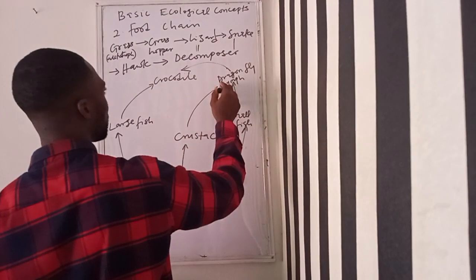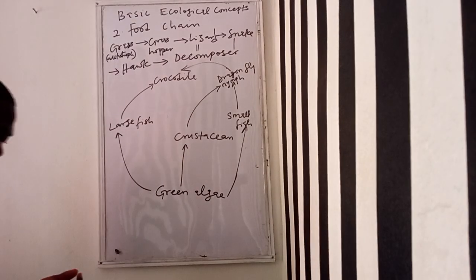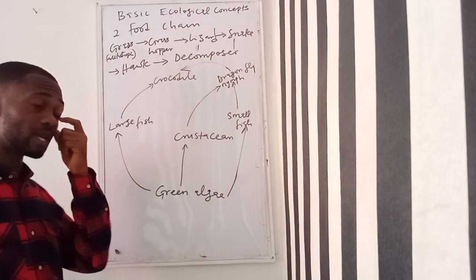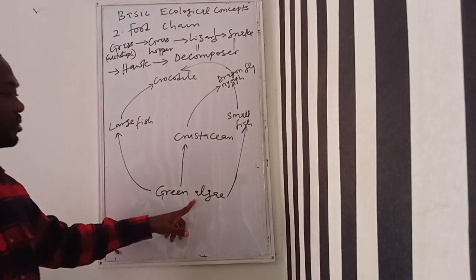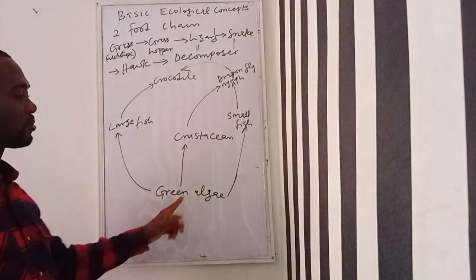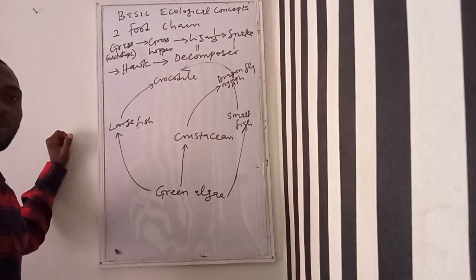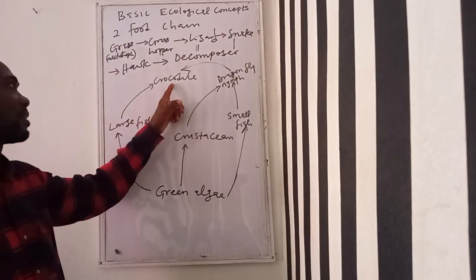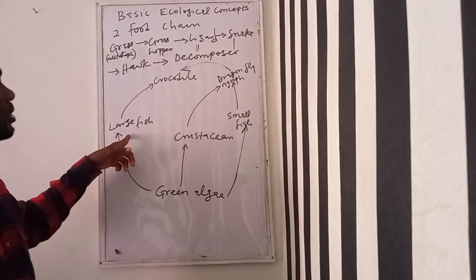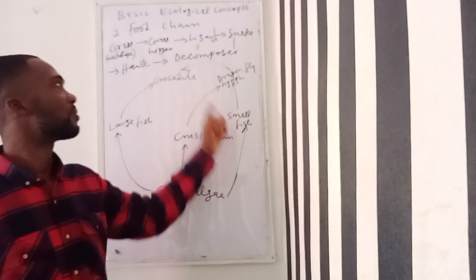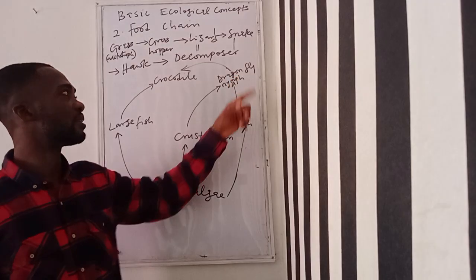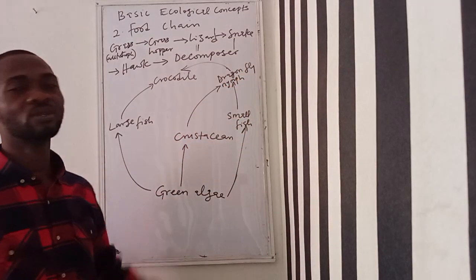Then we'll have this. So this is another food web. You can also see the producer, which is the green algae. Small fish feeds on this green algae. Then the crustaceans too feed on the green algae. Large fish sometimes also feed on green algae. Then crocodile feeds on the large fish or the big fish. Then the dragonfly nymph feeds on the small fish. Whereas the crocodile also feeds on the dragonfly nymph, and the dragonfly nymph also feeds on the crustacean.